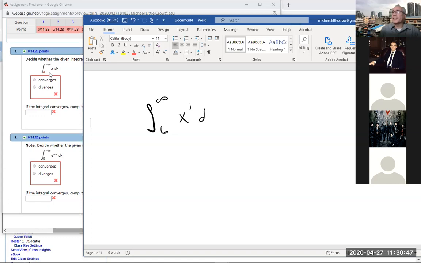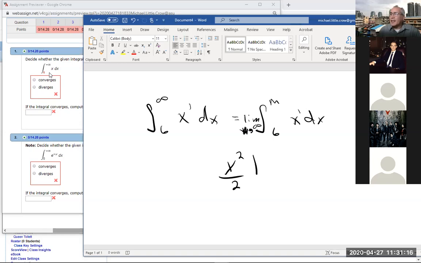Okay. Good. So that's the thing to keep track of, again, we're going to integrate this. So again, technically, we turn the infinity into some finite amount that we take its limit, as m goes to infinity. We add 1 to the exponent, so that gives us x squared divided by that new exponent. That's all there is to it. And then we're going to go from 6 to m. So we plug in m, so we get m squared over 2 minus 6 squared over 2.